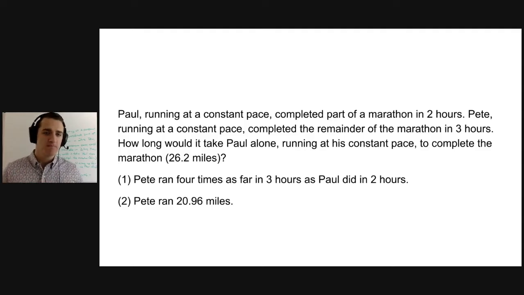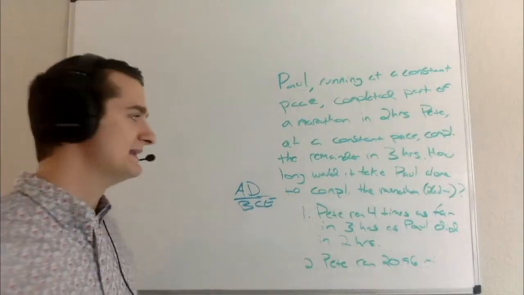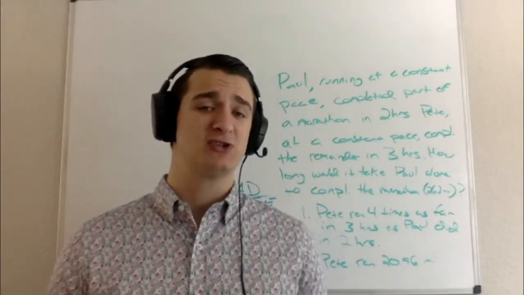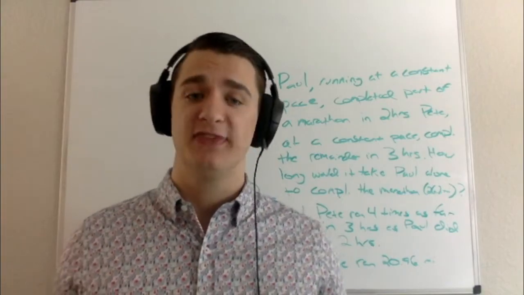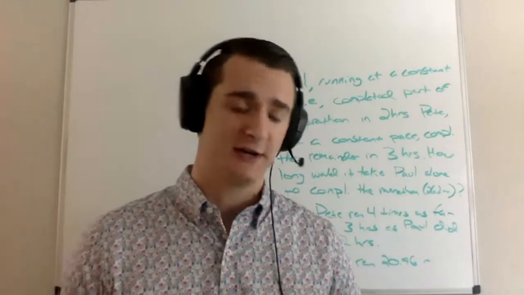So when I look at these two statements, the first statement tells me that Pete ran 4 times as far in 3 hours as Paul did in 2 hours. And the second part tells me that Pete ran 20.96 miles. When we look at this one together on the board, this is actually one where logic is going to help me a ton. And if I dive straight into formulas, things get really complicated. So I'm going to want to use a logical approach throughout here.